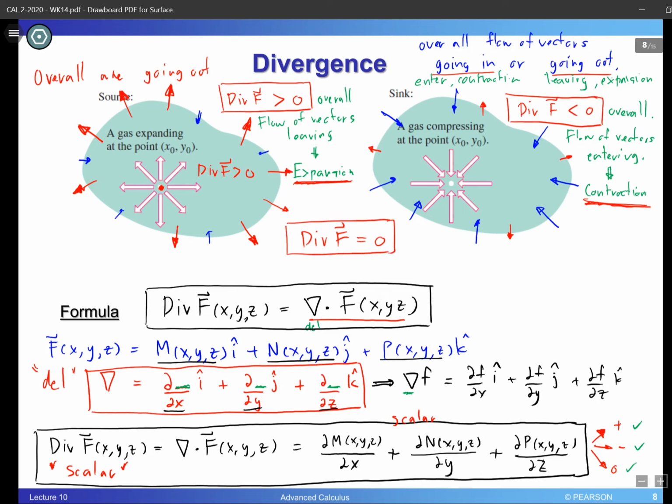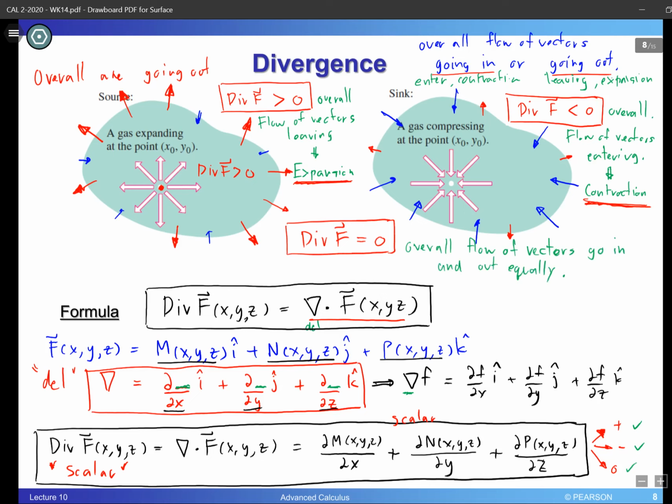So let's write that down. The overall flow of vectors go in and out equally.